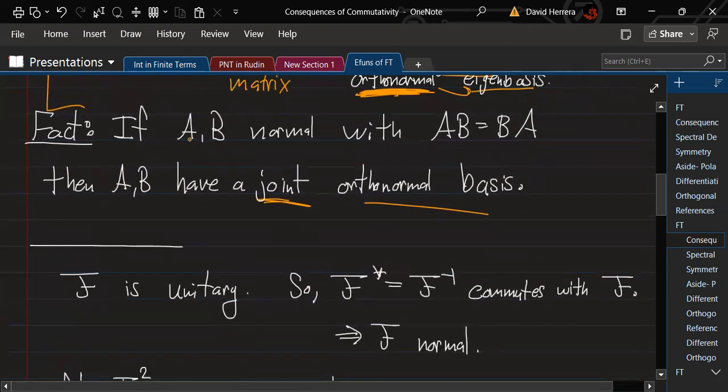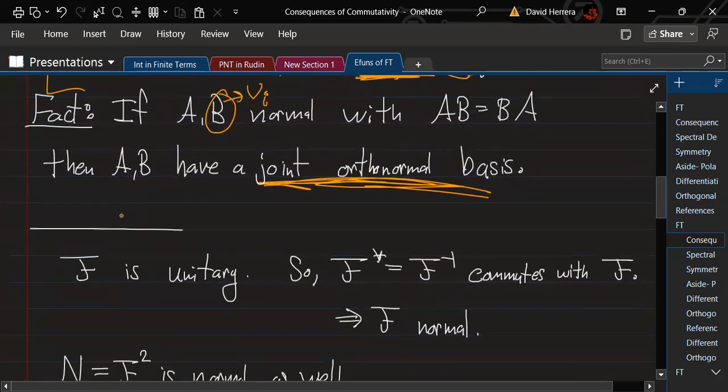Now, why exactly is that useful? Well, if you have a matrix B and you can find out what its eigenvectors are, then it can give you some information about what the eigenvectors of A should be. Because you know that there is a joint orthonormal basis, so knowing some information about the eigenvectors of B will help you find things about the eigenvectors of A. And that's the idea that we're going to be using.